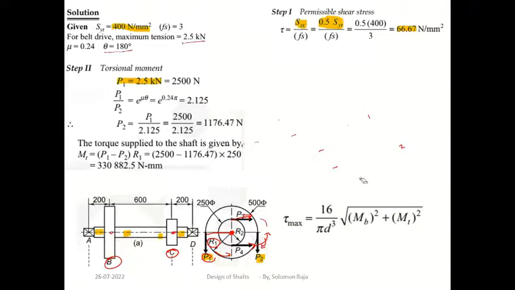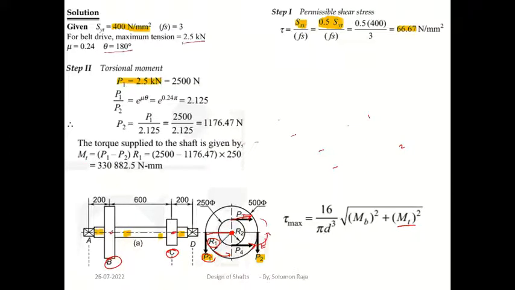Now let us jump into the problem. We have the P1 value. If I know the P2 value, we can find out the MT value. We have to find out the MT value. Momental torque equals force into distance.